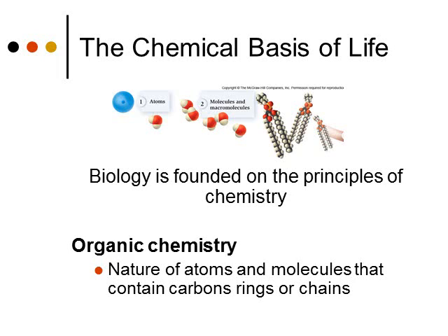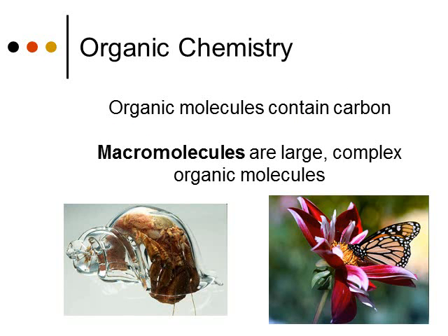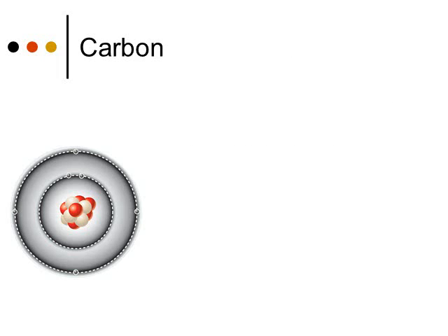So now we're going to see atoms and molecules that contain carbon rings and carbon chains. And these organic molecules, like I said, contain carbon. A lot of times these molecules are very, very large and complex. So we actually call them macromolecules. So macro means large, very large molecules in this chapter. And in order to understand these macromolecules, we're going to review carbon a little bit.